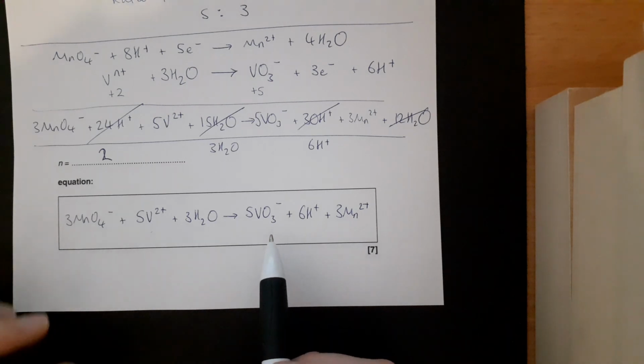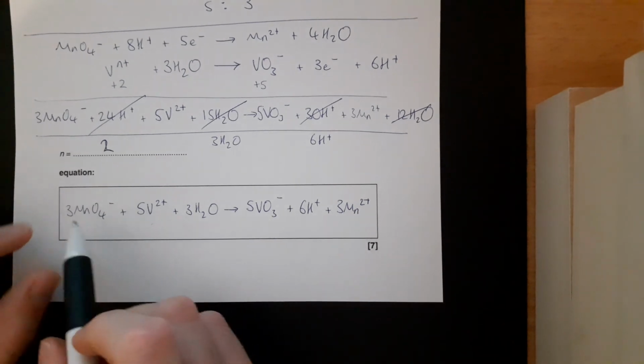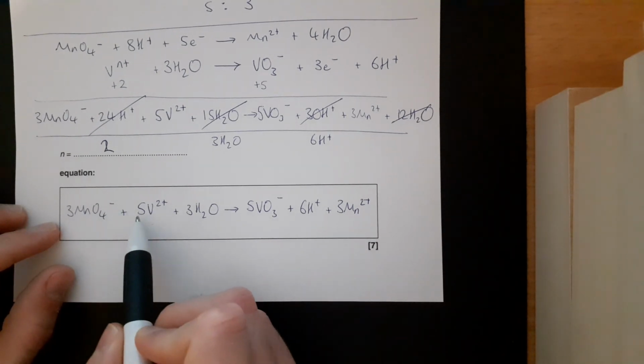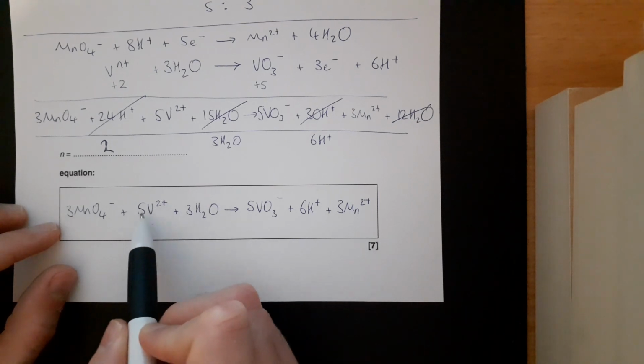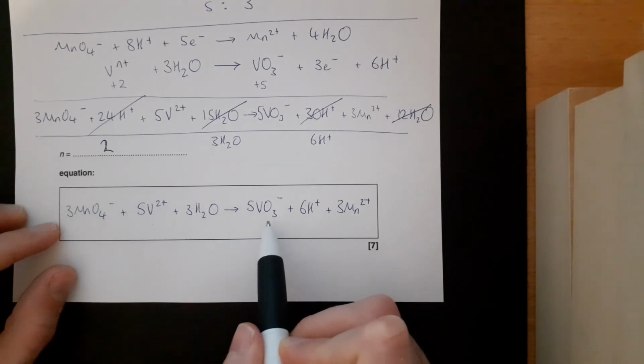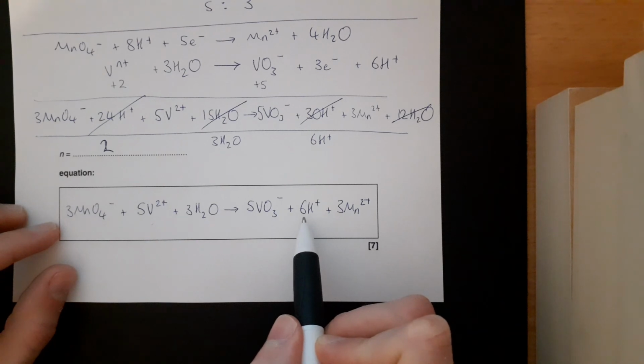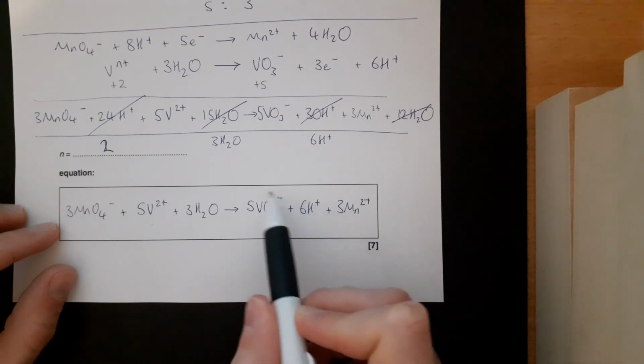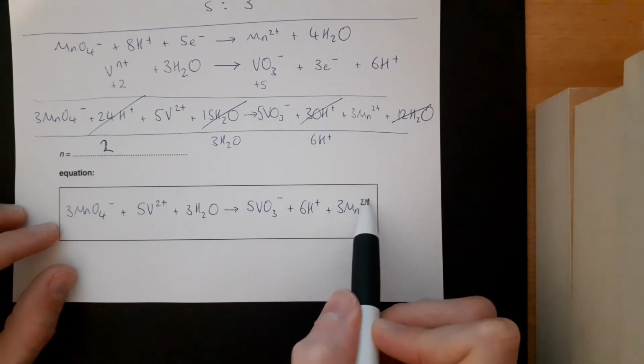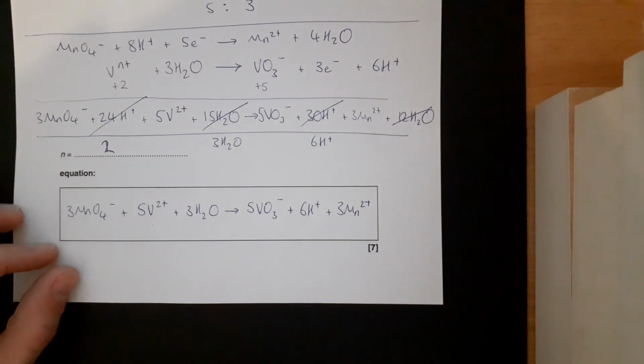Right, and let's just do a final check here that the charge is balanced. So I've got 3 minus and 10 plus, so I've got 7 plus on this side. I've got 5 minus and 6 plus, that's 1 plus. And 3 up to 2 plus, so I've got 7 plus on that side. Okay, we're there.